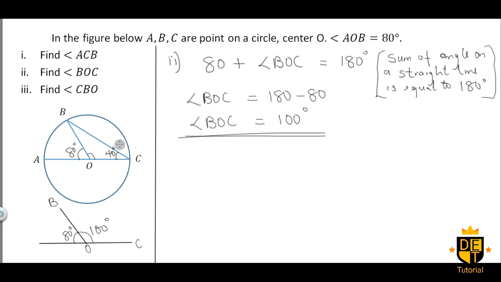So the next question is to find angle CBO. This is your angle CBO. This is C, this is B, and this is O. So this is question 3 now. We are asked to find angle CBO. And we'll look at this in the next video.